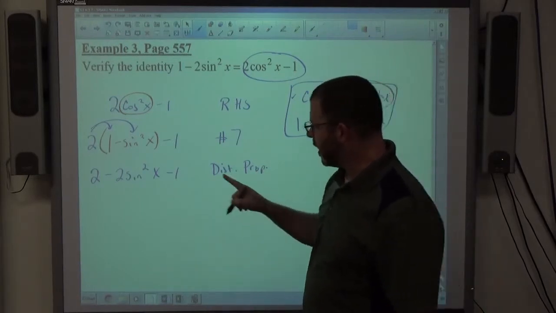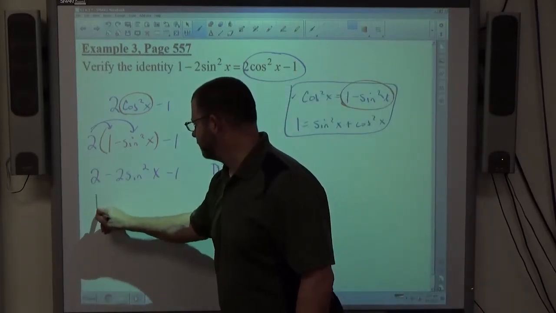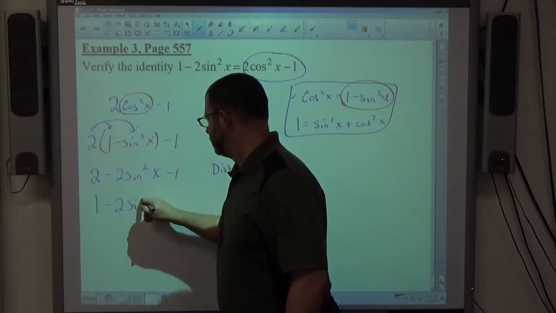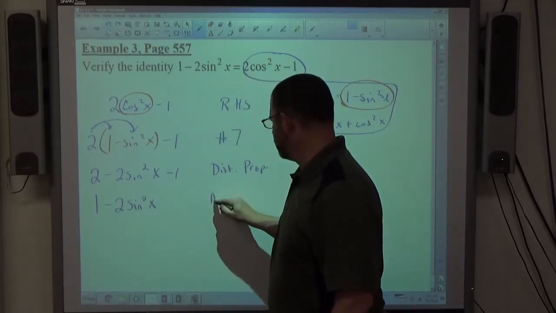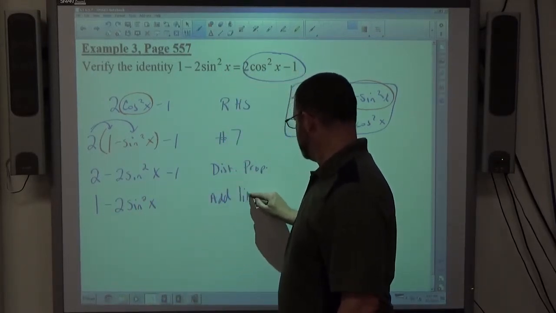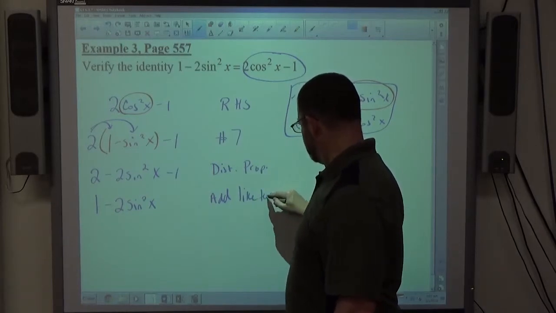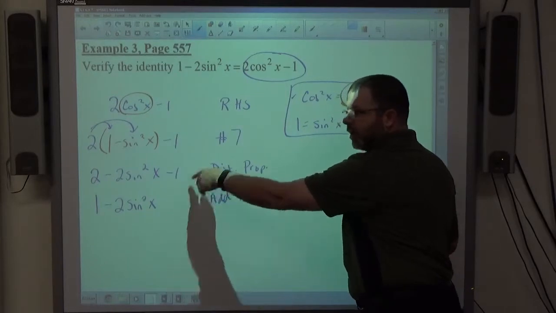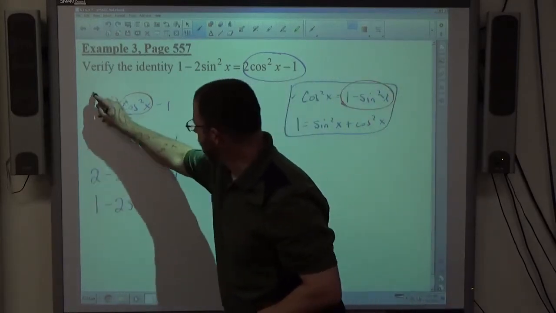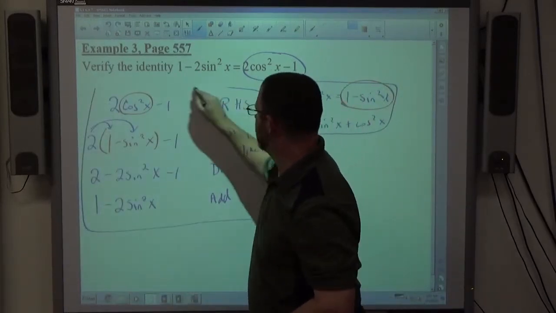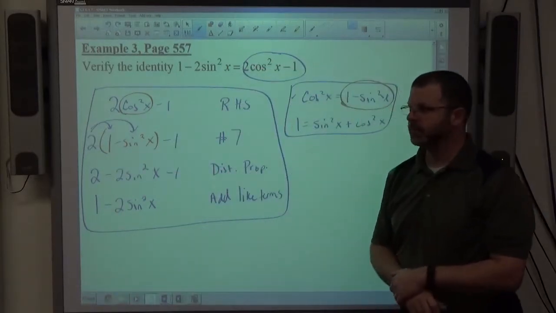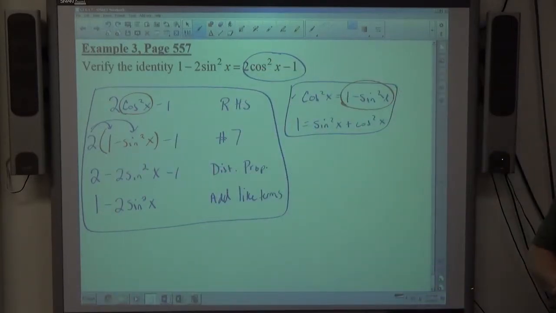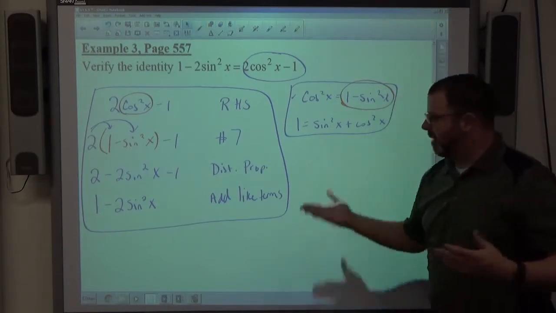And then notice that 2 minus 1 makes 1, right? That's just add like terms. And notice 1 minus 2 sine squared is the left-hand side. We went from the right-hand side to the left-hand side, so we successfully modified it. And again, that's a correct way of doing it.